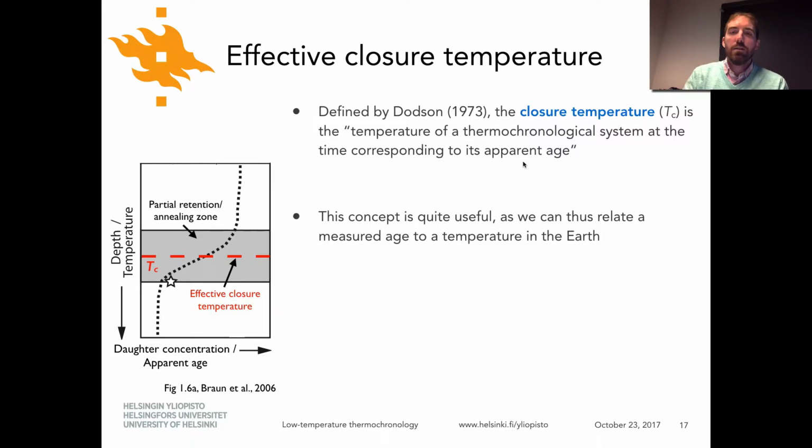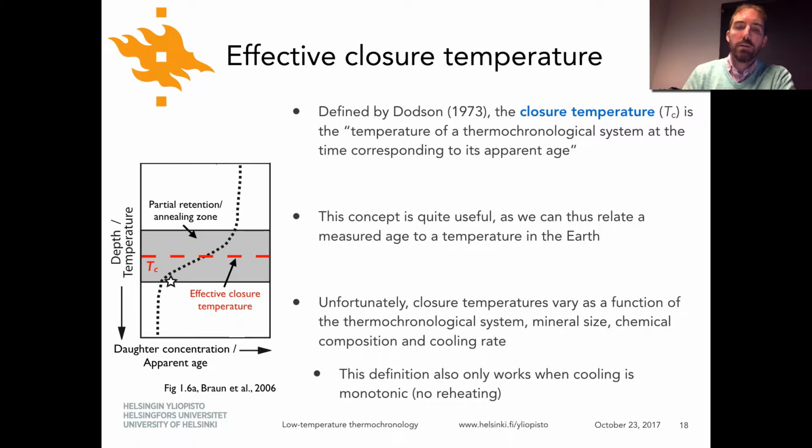But essentially, the idea is that if you have the age of the rock, this is the temperature that corresponds to that age. So for an apatite fission track sample, it might be 110 degrees or something like that. It'll depend, of course, on the system. And it's an easy way to relate ages to temperatures in the Earth, and then you take that step toward being able to study rates of erosional processes.